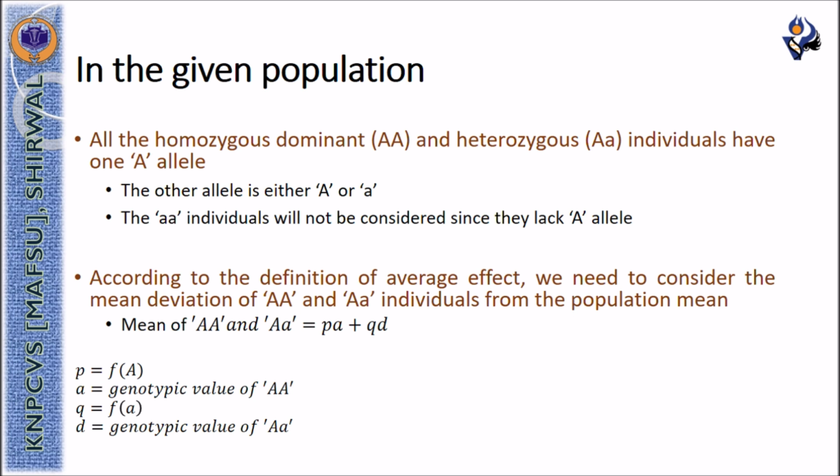The mean of homozygous dominant and heterozygous individuals is taken as p multiplied by a plus q multiplied by d, where p represents the frequency of the dominant allele, a represents the genotypic value of the homozygous dominant genotype, q represents the frequency of the recessive a allele, and d is the genotypic value of the heterozygous genotype.